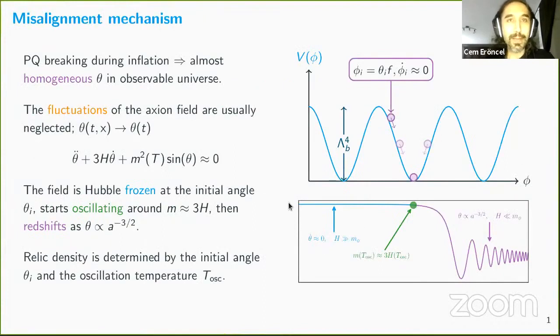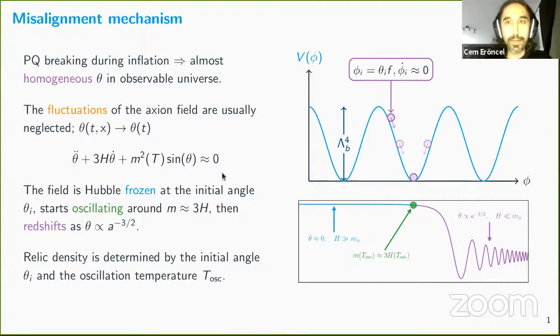Philip already talked about the misalignment mechanism, so I will go quickly over it. When the Peccei-Quinn breaking happens during inflation, each Hubble patch gets a random value of the initial angle theta_i, and inflation inflates all the Hubble patches quite rapidly. Therefore, in our observable universe we see an almost homogeneous axion field. Because of this, the fluctuations of the axion field are usually neglected when solving the cosmological evolution. So we treat the axion field as a background field which depends only on time, or analogously, temperature.